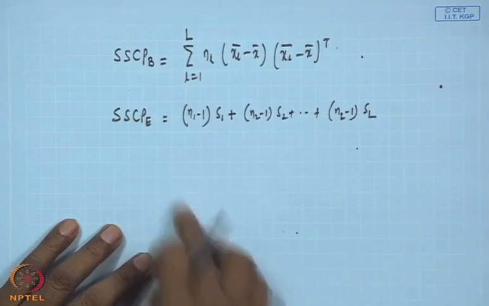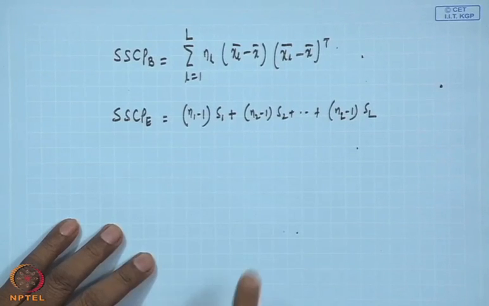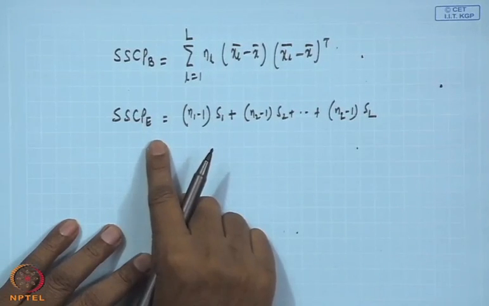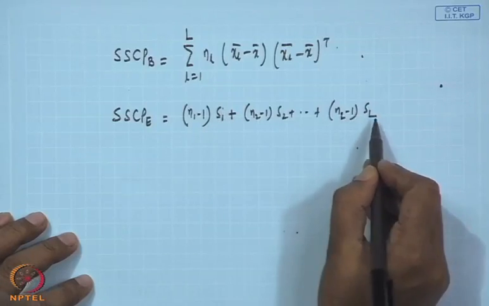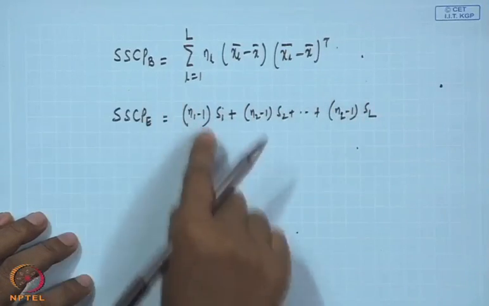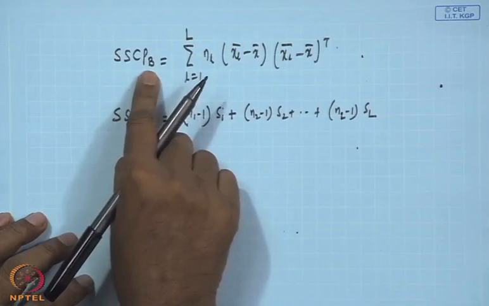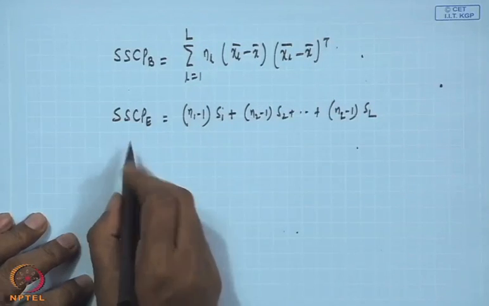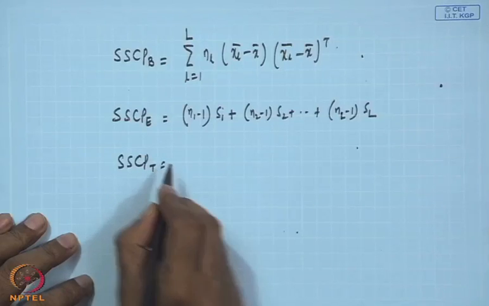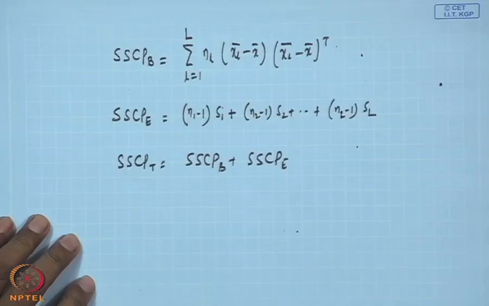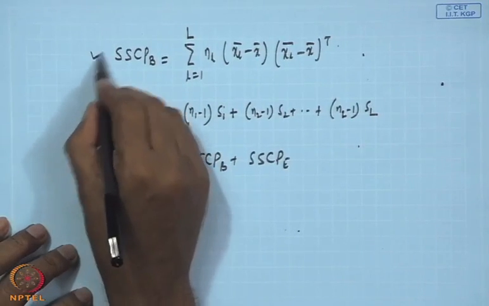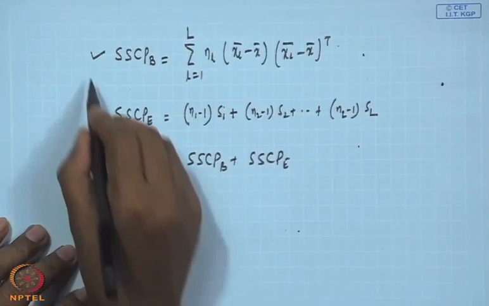Okay. So, you have seen in the pooled covariance case this was divided by the degrees of freedom, but it is not a covariance one, it is basically an SSCP matrix. So, the degrees of freedom are not divided. So, S1, S2, SL all you can compute very easily. So, SSCPE will be computed, SSCPB also will be computed using the formula, then you compute SSCPT, that is SSCPB plus SSCPE. These are the steps basically. First you compute this, then compute this.